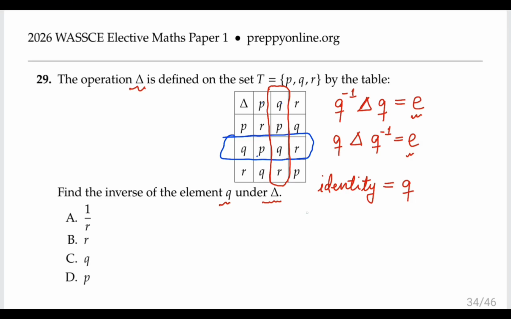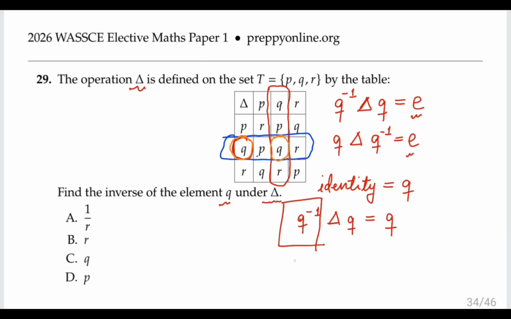And the question is, what? So if you have Q inverse, and you operate on that with Q, and you get the identity, which is Q, the question is, what element of the set is such that when you put it here and you take the operation with Q, you get Q? And the answer is Q. Q is that special element. When you take Q delta Q, you get Q.